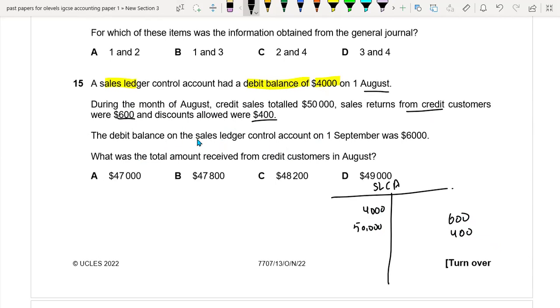Okay. The debit balance of the sales ledger control account on 1st September was 6,000. So it means that this would be our balance c/d here. So that was the balance on 1st August, which is 4,000, and this would be the balance at the end of the month. This is 6,000. So just give me 1 second so I can calculate it. Okay. So 600 plus 400.